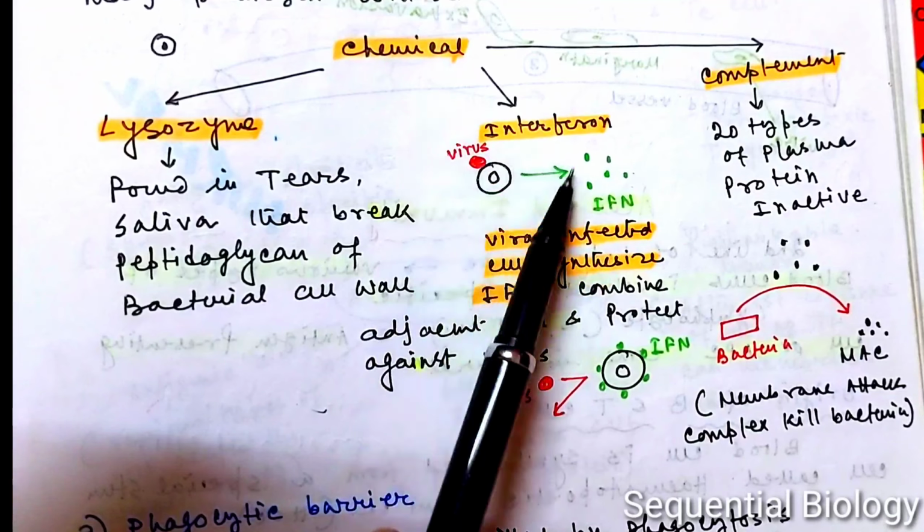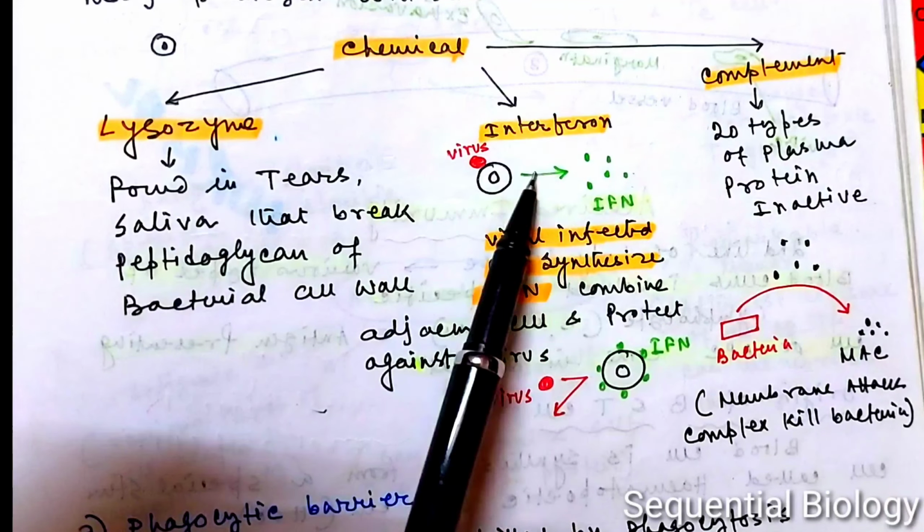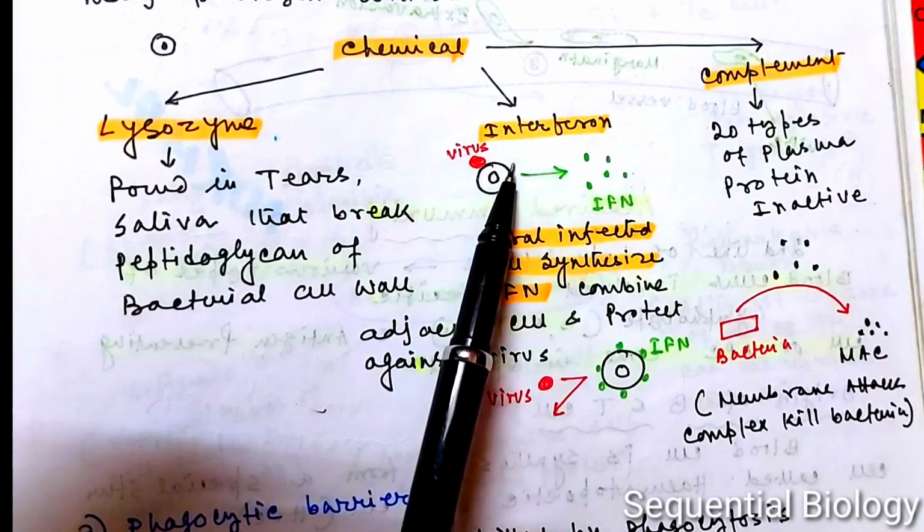Okay, and I hope you have understood the innate immunological system, and in the next classes we will discuss the second line of defense, that is the acquired immunity. So thank you, and that's it.